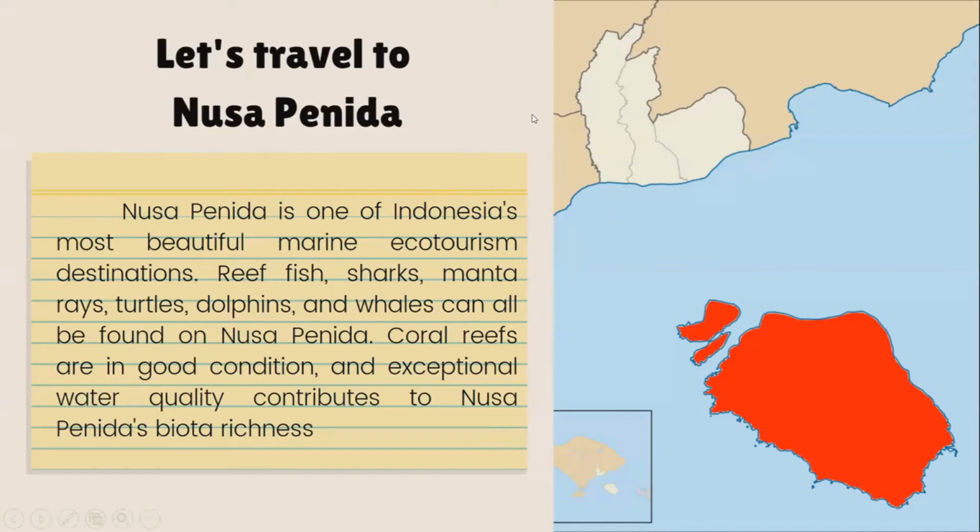Nusa Penida is an island southeast of the island of Bali, and a district of Klungkung Regency that includes the neighboring small island of Nusa Lembongan. Nusa Penida covers a wide area of diving locations, including Penida Bay, Batu Lumbung, Batu Melik, Batu Abah, Toya Pakeh, and Malibu Point. Nusa Penida is one of Indonesia's most beautiful marine ecotourism destinations. Reef fish, sharks, manta rays, turtles, dolphins, and whales can be found at Nusa Penida. Coral reefs are in very good condition, and exceptional water quality contributes to Nusa Penida's biota richness.